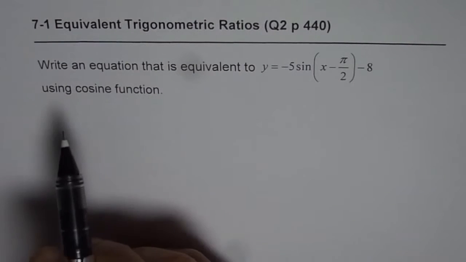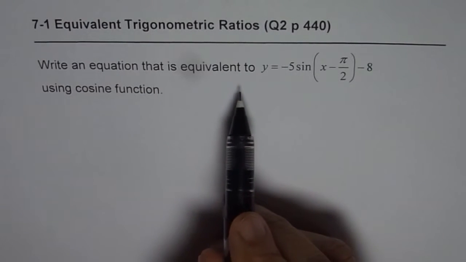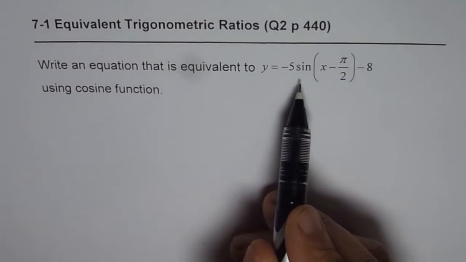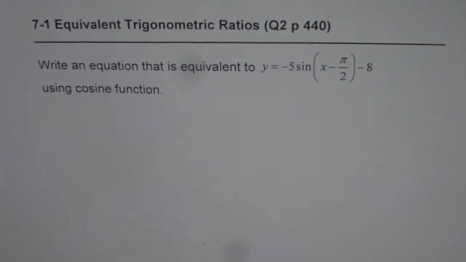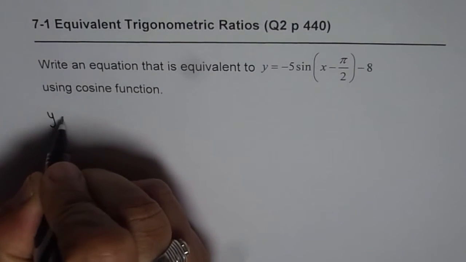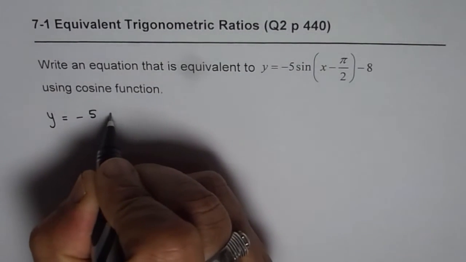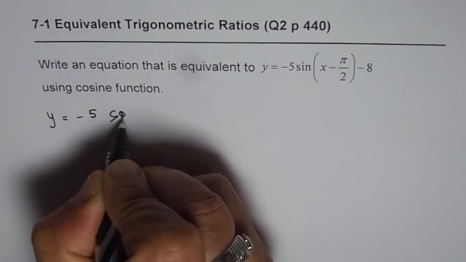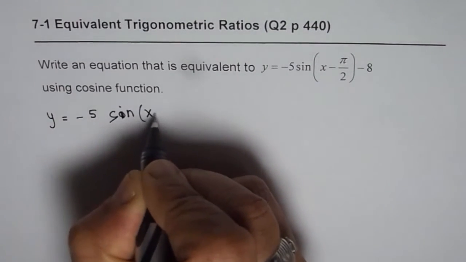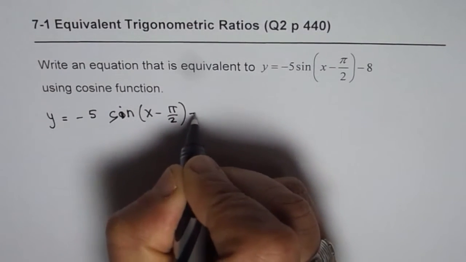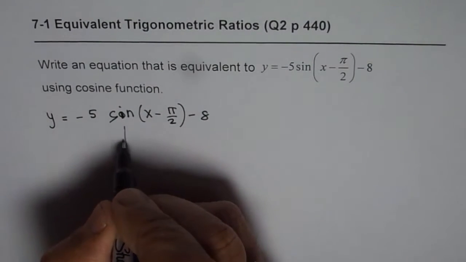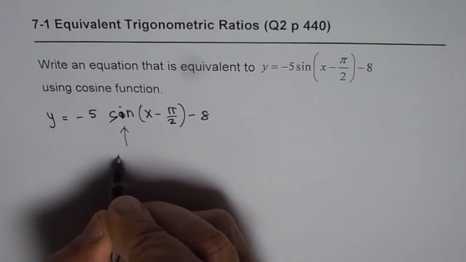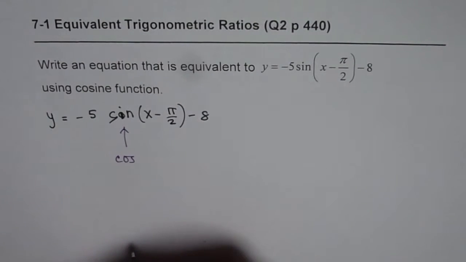The question here is, write an equation that is equivalent to y equals minus 5 sine of x minus pi by 2 minus 8 using cosine function. So let me rewrite this particular equation, which is y equals minus 5 sine of x minus pi by 2 minus 8. What we need to do here is write it in terms of cosine. That means you have to change sine to cos. That is how we have to do it, right? So we are using cofunction identities.